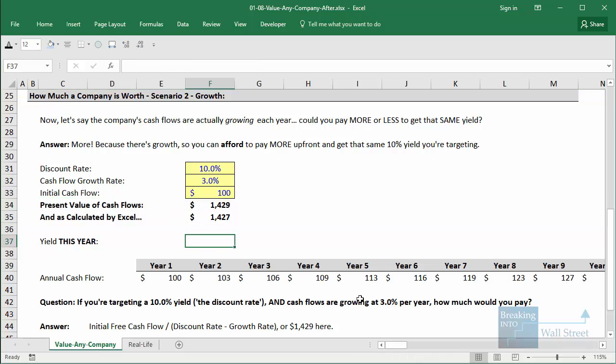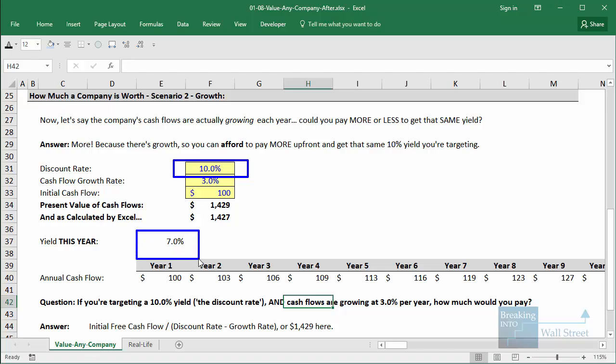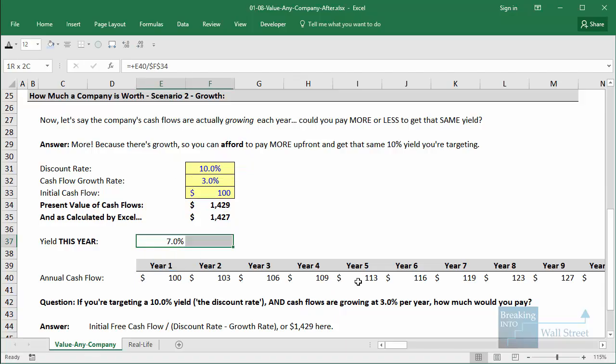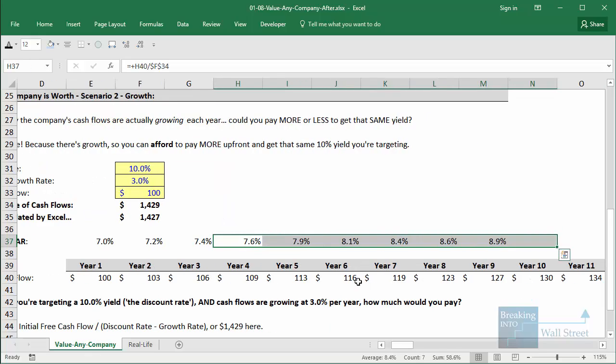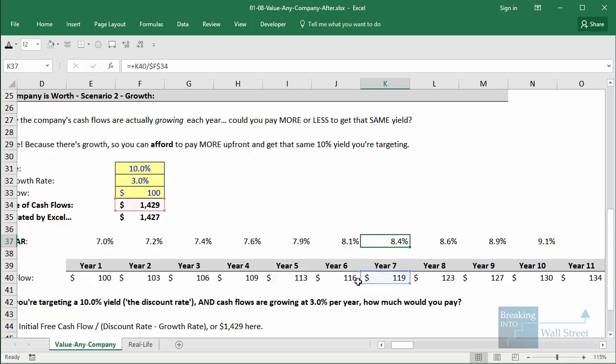And the reason this happens is because if we get 100 of cash flow in the first year, that's a yield of about 7%. So it's well below our discount rate of 10% right here. But then in the next year, this goes up to 7.2% because we have more cash flow. And then the next year beyond that, 7.4%. And 7.6%, and I think you get the idea by now. But this keeps going up every single year.